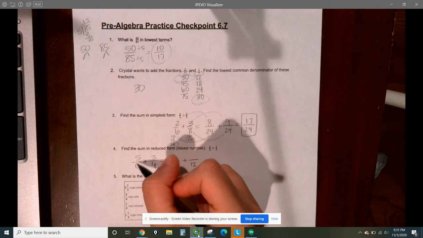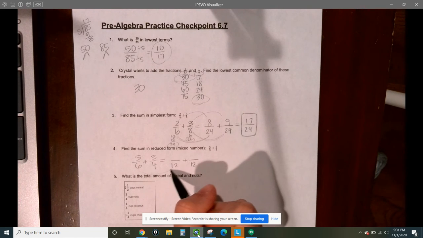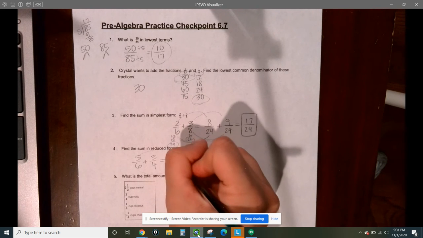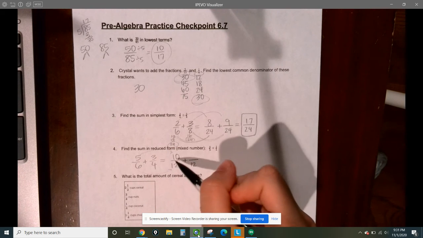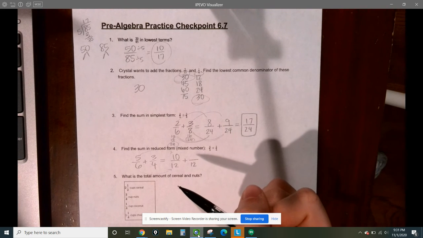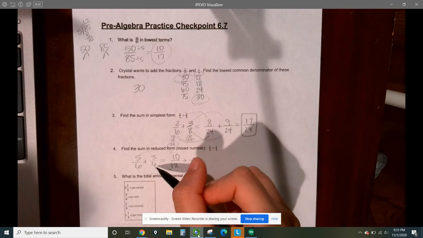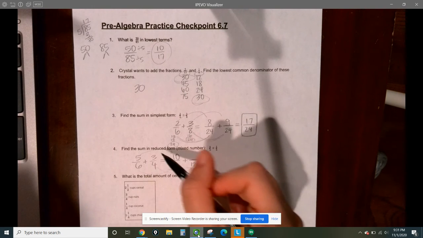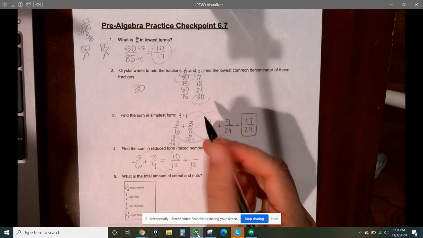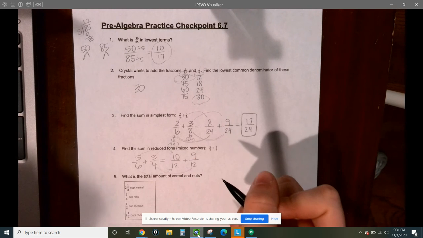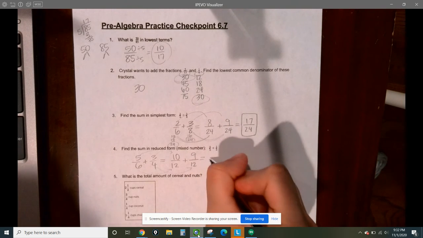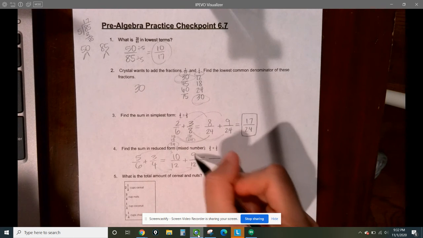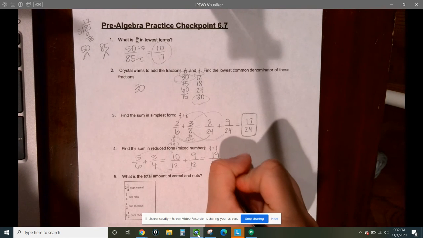Okay, so for the first fraction, I changed the denominator from 6 to 12. I multiplied it by 2, so I also need to multiply the numerator by 2. So 5/6 became 10/12. Same fraction, it just looks a little different. For the second fraction, I changed from 4 to 12. I multiplied the denominator by 3, so I need to multiply the numerator by 3, so that's 9/12. So now that I have the common denominator, I can add these fractions. 10 twelfths plus 9 twelfths is 19 twelfths.